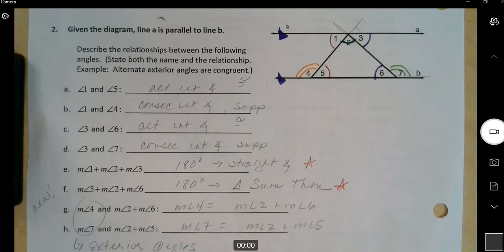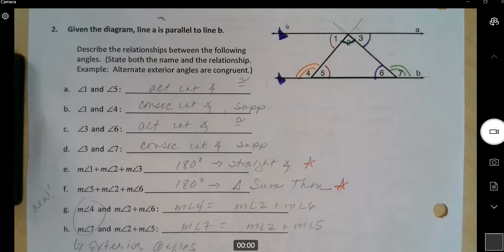All right. So given this diagram, I love this diagram. We're going to talk about this diagram a lot, but I need you to see the relationship between a lot of these angles. Okay, 1 and 5. What are they? Say that loud. Okay, 1 and 4. What are they? 3 and 6. What are they? 3 and 7. What are they? Yeah. So here's the deal.